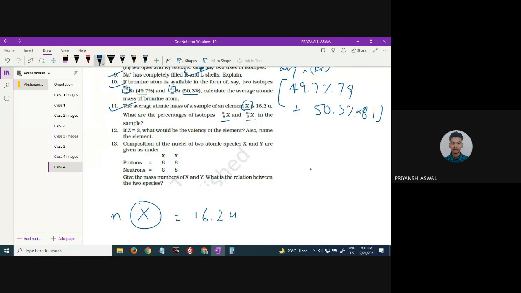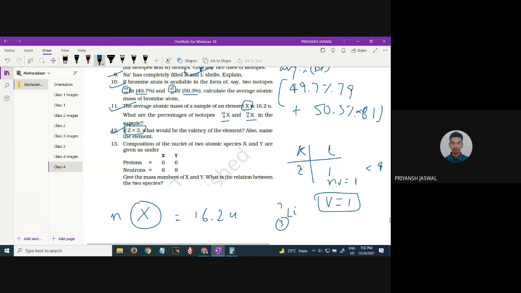If Z is equal to 3, what would be the valency of the element? Also name the element. If Z is equal to 3, then the electronic configuration is 2 goes in the K shell, 1 is in the L shell. It is less than 4, so the number of valence electrons is itself the valency. And it is lithium, which has Z equal to 3, right? So it is 3Li7, that is lithium.